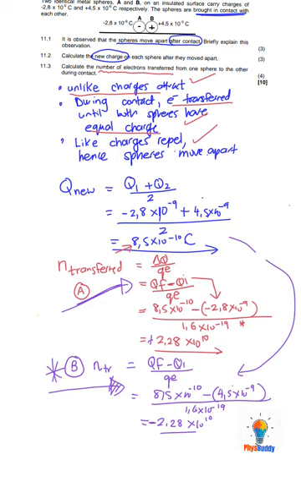Another popular question which they like to ask is, in which direction are electrons transferred, from A to B or from B to A? And how we answer this is, electrons are always transferred from the more negative sphere towards the more positive sphere. So if we go back to the question, we can see that A was more negative, negative 2.8, and B was positive. So that means that electrons are transferred from A towards B.